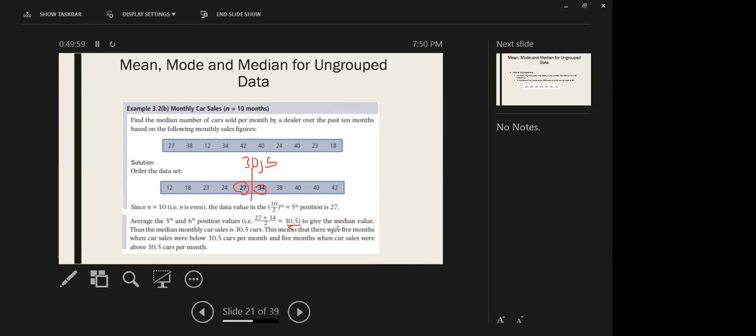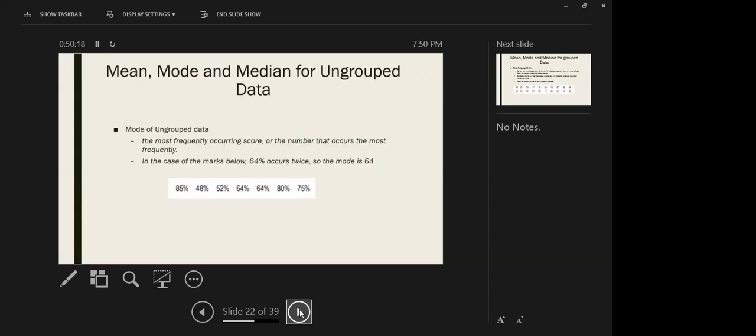So this means that there are 5 months where car sales were below 30.5 cars per month, and 5 months where car sales were above 30.5 cars per month. So basically, that's the median, right?